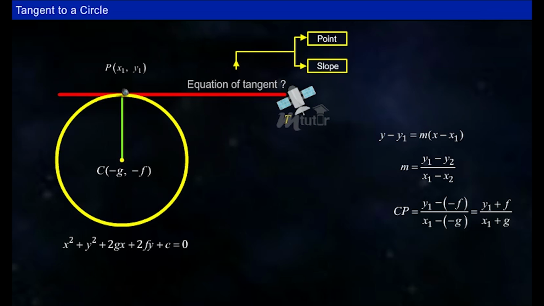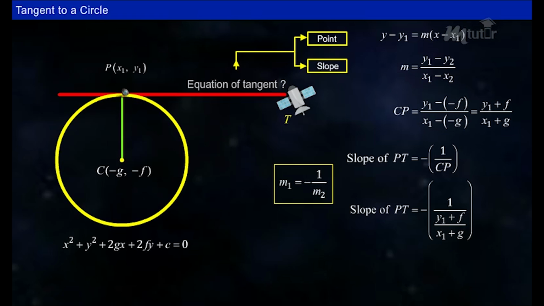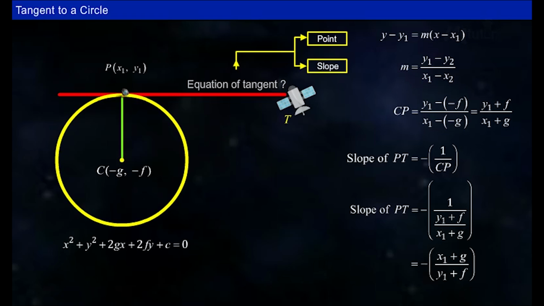Now, we have to find the slope of the tangent line PT. Here, the radius CP is perpendicular to the tangent line PT. Therefore, the slope of the PT is nothing but the negative reciprocal of the normal's slope due to the perpendicularity. Substituting the value of CP, the general form becomes as shown. Therefore, we get the slope of the tangent line PT.